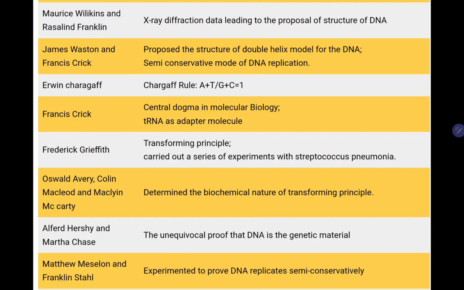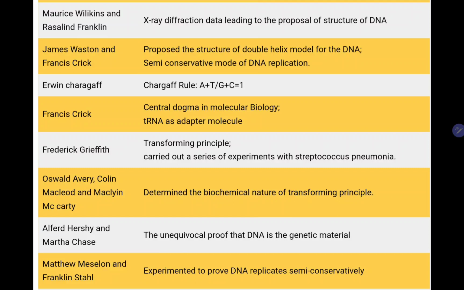They took the transforming principle and experimented by using enzymes. When they added proteases, the transforming happened. When they added RNases, the transforming happened. But when they added DNase, the transforming stopped. From that they came to know DNA is the genetic material. They were the first to confirm that DNA is genetic material, but no one accepted it at that time.